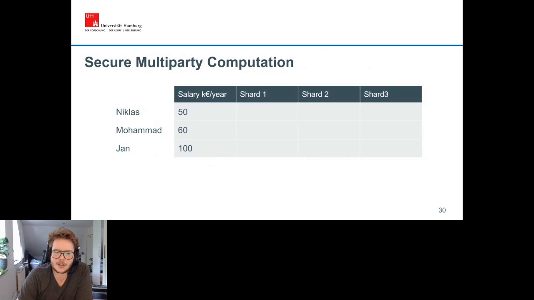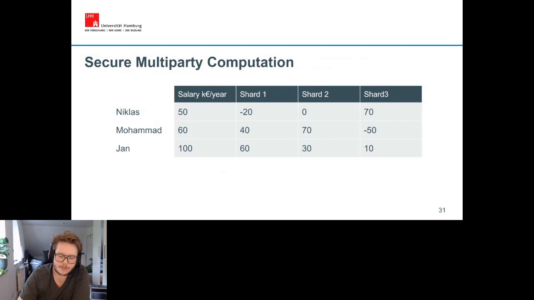And what we do is we split up the salary into what we call shards, right? So what's important here is that all the shards should sum up to your actual salary. So let's look at the first one, Niklas. He earns 50,000 a year. His first shard is minus 20, his second shard is 0, and his third shard is 70. So now if we sum it up, we end up at 50. And we do this for every sample in our data, right?